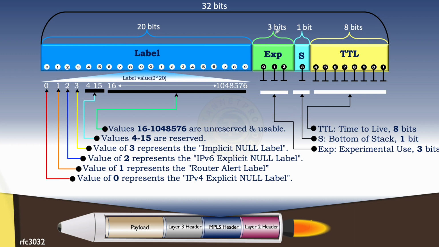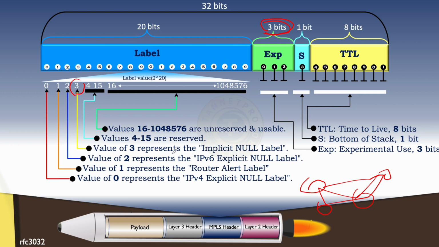Now the experimental bits, these 3 bits, and here also 3 bits. This 3-bit field will be used for experimental use definitely, but whenever QoS is used, these 3 bits will be used for that purpose. If you configure any QoS on your MPLS network, then these 3 bits will be used for the experimental purpose. So you might think: I have an MPLS network, multiple networks, and I am using MPLS along with QoS. I need QoS.